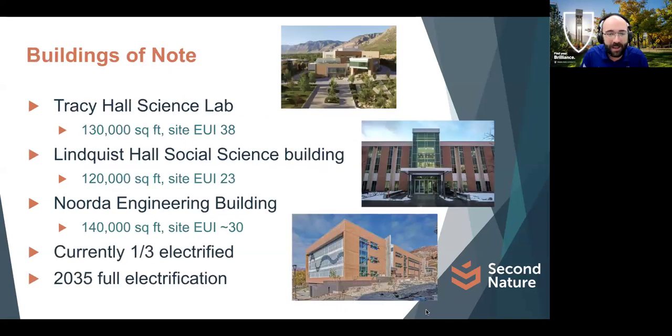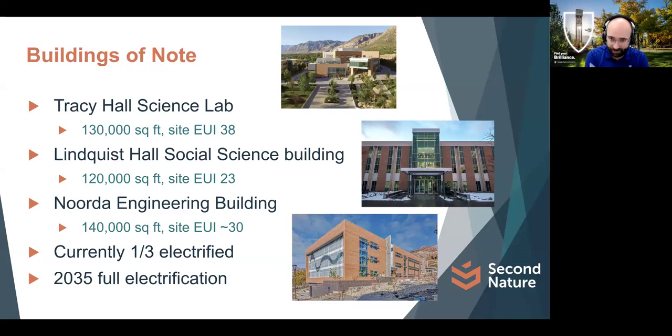I saw your message. So a couple highlights, buildings that I'm proud of. One, our science lab. This is a 130,000 square foot building. It's half VRF and half heat recovery chillers with chilled beam. Its site EUI is 38. It's fully electrified, and it's been running for about 7 years.